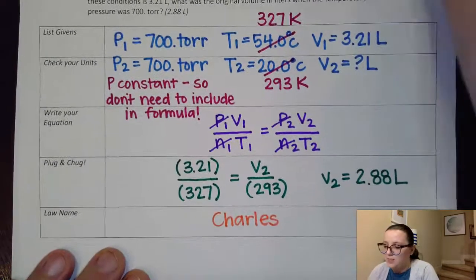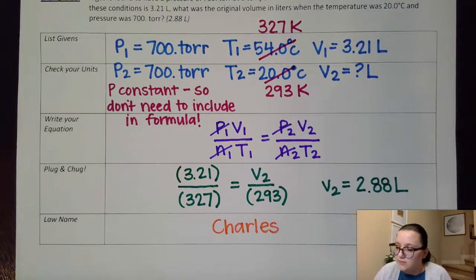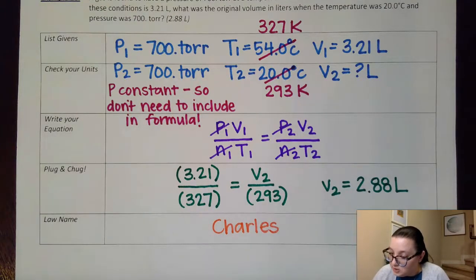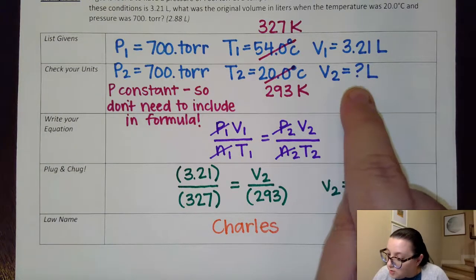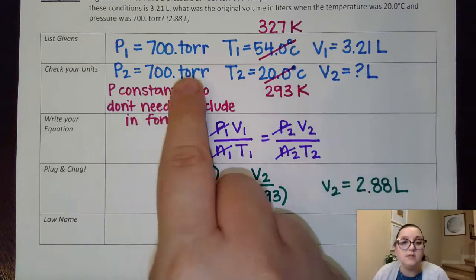All right, so on this problem, it told you that a gas was found to have a pressure of 700 torr at a temperature of 54 degrees Celsius. And then it said if the volume of the gas under these conditions is 3.21 liters, what was the original volume in liters when the temperature was 20 degrees Celsius and the pressure was 700 torr?